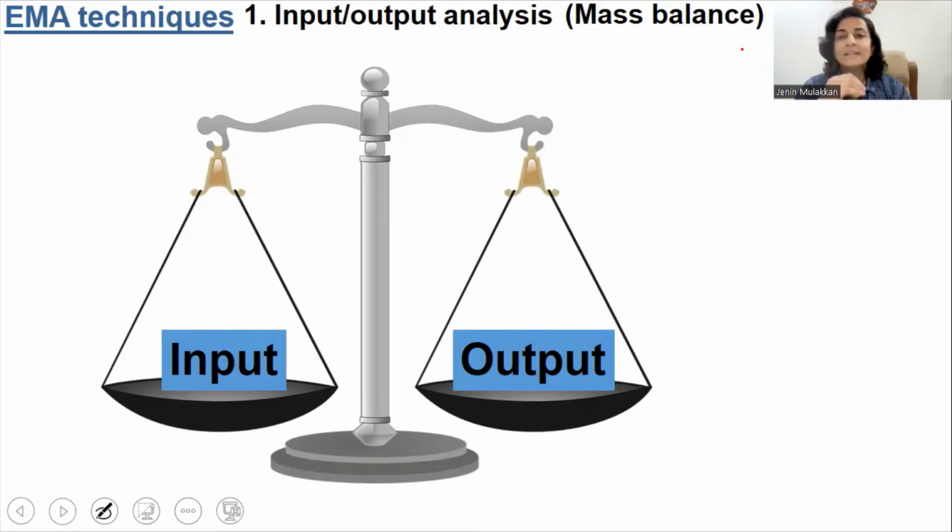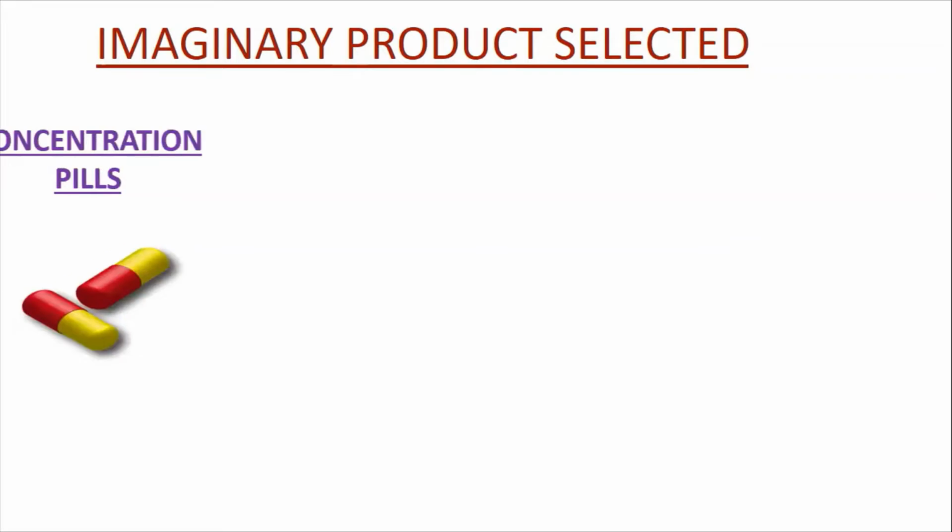There are basically 4 methods under EMA, and it is known as the EMA techniques. So let's get to the first method, or the first EMA technique, the input output analysis. It is also known as mass balance. The basis is inputs will always be equal to outputs. Now we will do an input-output analysis of an imaginary product so that we can decide on the quantity of raw materials, water, and energy which is required for making it.